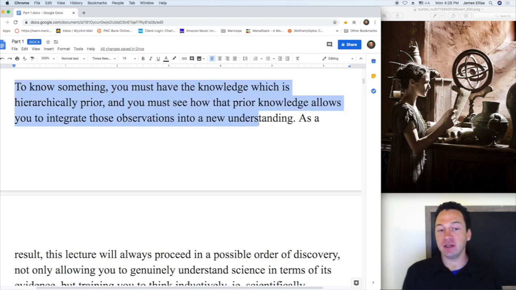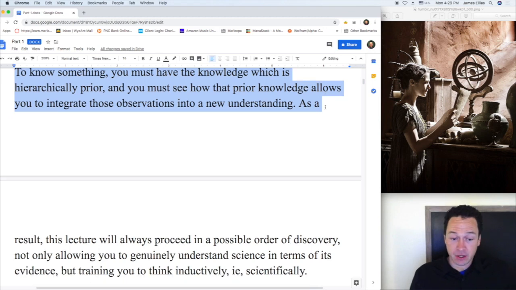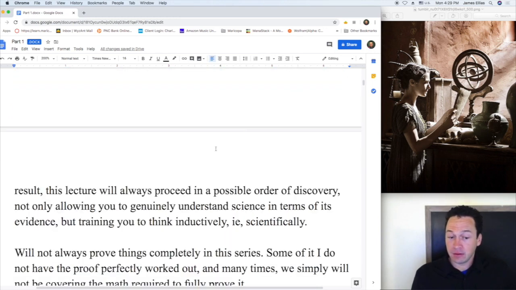To know something, you have to know all the knowledge which is hierarchically prior. We already went over this. I think we can skip it.